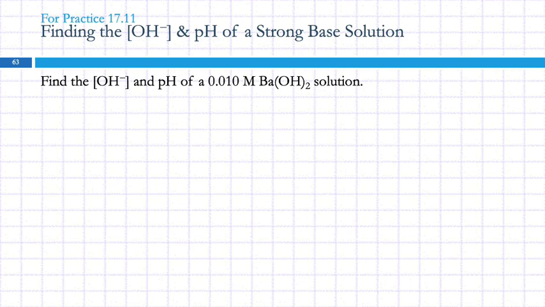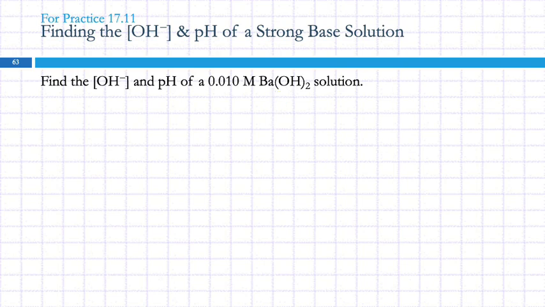So the first question is, strong base or weak base? Weak base. No. It's a strong base. So it's barium hydroxide. Any metal hydroxide is a strong base because it's just an ionic compound that dissolves. So that one's going to be a strong base. So pretty much any time you see OH in the formula, it's going to be a strong base.